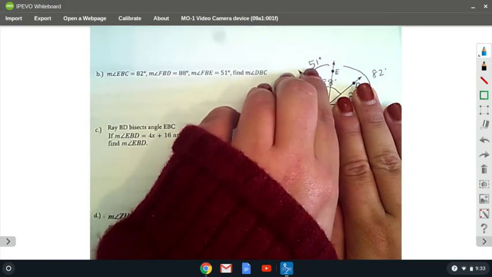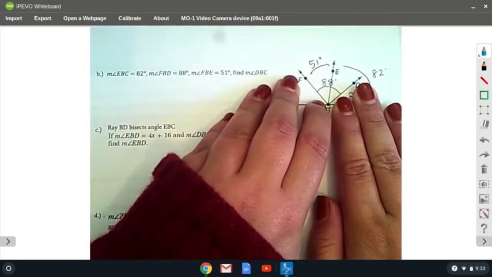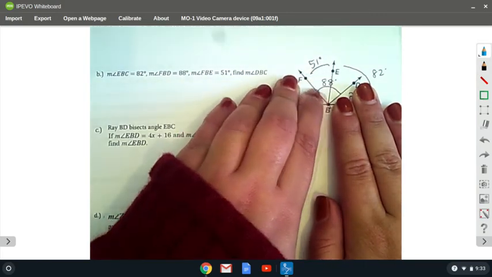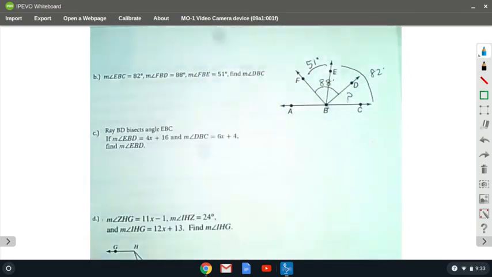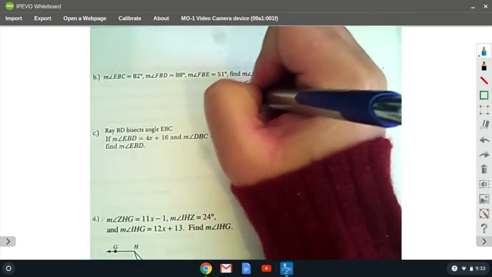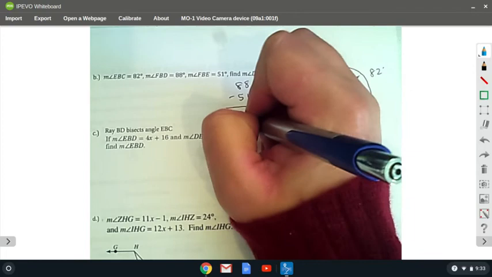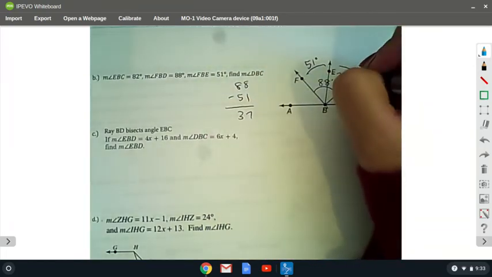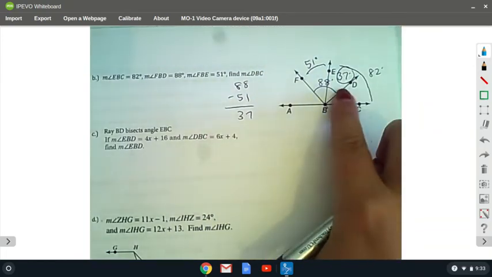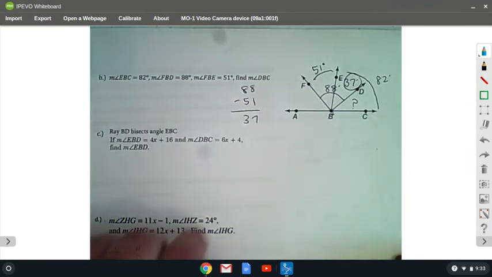So I can do 88 minus 51 to find this part. I have a whole and I have a part. So I'm going to do 88 minus 51 to find this. 88 minus 51 gives me 37. I'm going to write that in right here because I just found that.